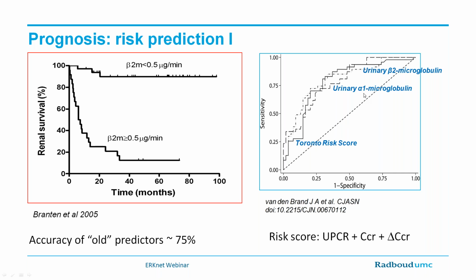20%. In a comparison, it became evident that the excretion of either urinary beta-2 microglobulin or urinary alpha-1 microglobulin has a similar accuracy as the so-called Toronto risk score, which is risk prediction based on a score which includes the urinary protein creatinine ratio, the baseline creatinine clearance, and the change in the creatinine clearance over a 6-month period. So both the Toronto risk score and the urine excretion of low molecular weight proteins allow better risk prediction, but still the accuracy is only 75%.